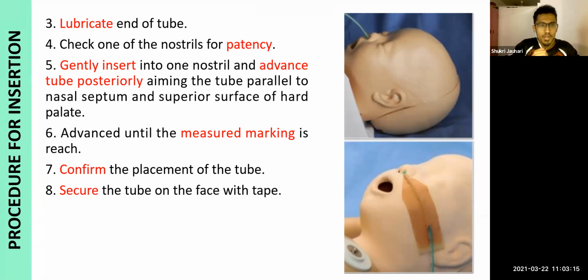Okay, so then we will lubricate the end of the tube after we have measured it. Then we will check one of the nostrils for patency. Then we will gently insert into one of the nostrils and advance the tube posteriorly, aiming the tube parallel to the nasal septum and the superior surface of the hard palate. Then we will go into the esophagus and lastly into the gastric.